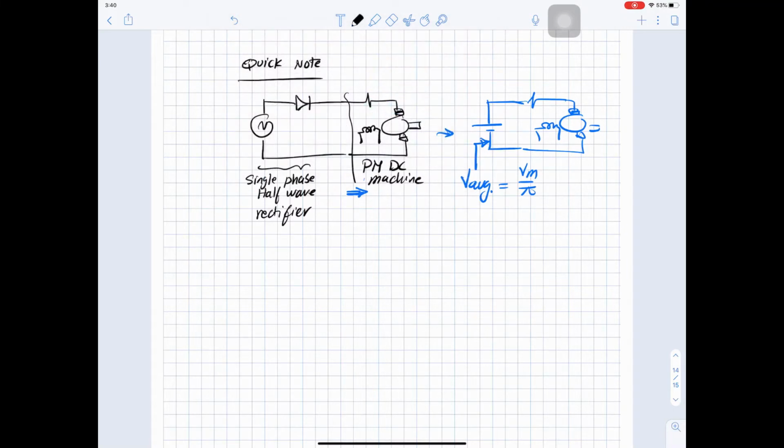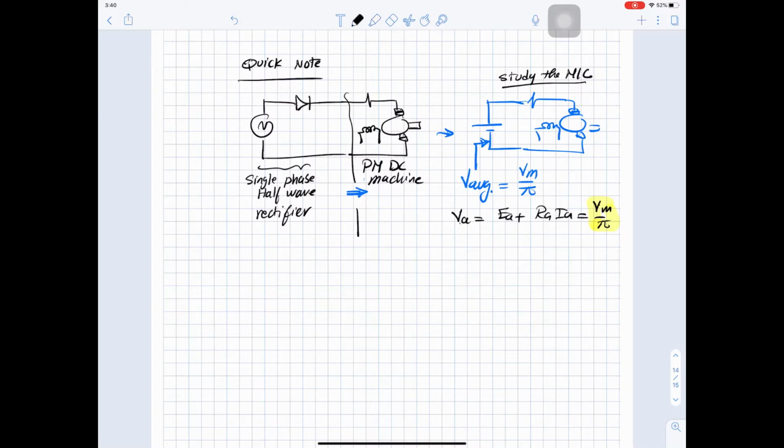Okay, so you say that V armature equals EA plus RAIA, but this V armature is V max over pi. That's it. So this is from the machine perspective. If we need to study the machine, we will do the following.